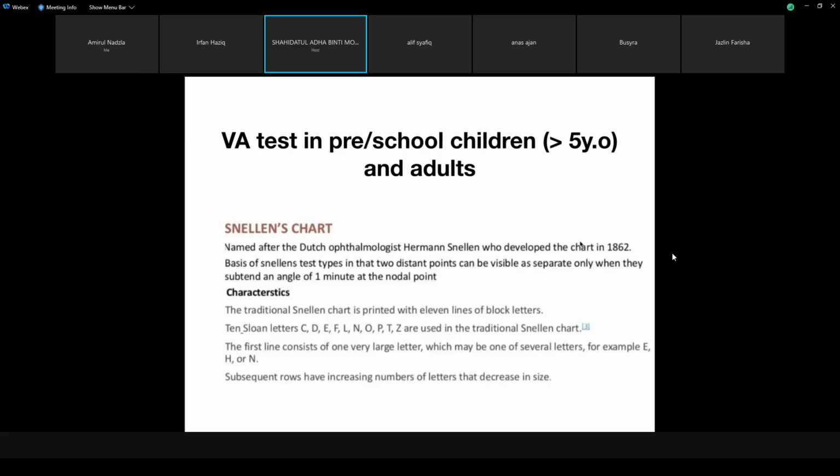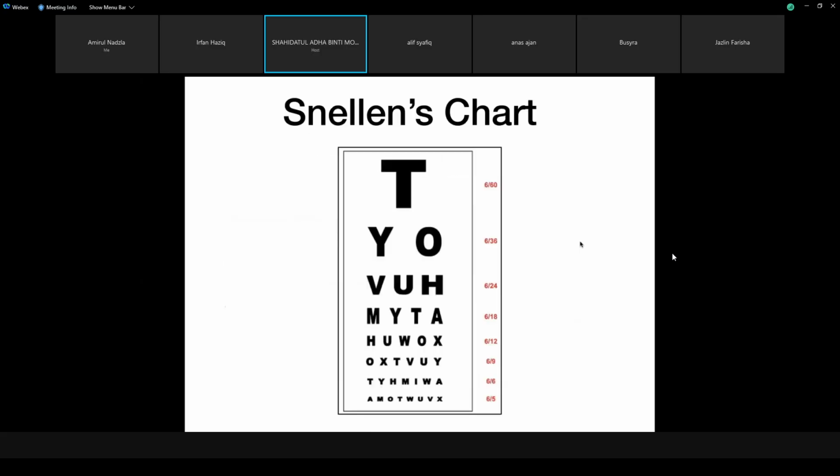Okay, this is the standard in the traditional Snellen chart. But nowadays, dah ada banyak variation lah. Okay, this is the example of the Snellen chart. So if looking from the topmost is 6/60. What does this 6/60 mean?